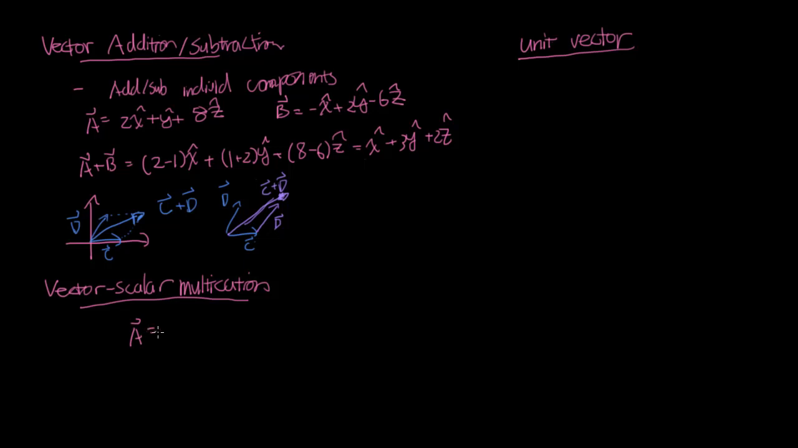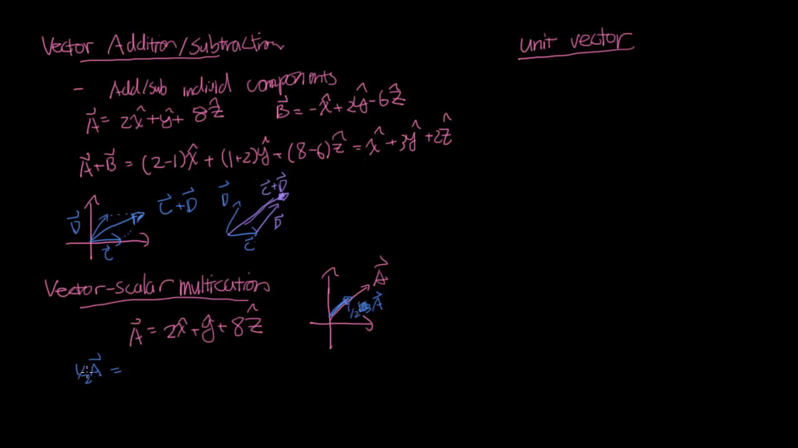We'll keep the same a vector of 2x hat plus y hat plus 8z hat. Multiplying it by a scalar just means that you are scaling that particular vector by the scalar that you're given. So let's say this is your a. If my scalar is, I don't know, a third, then you just change the length by 1/3 a. And in this case, let's just say 1/2, just to keep the numbers simple. If you were to do 1/2 a, again, just shrink the length by half.